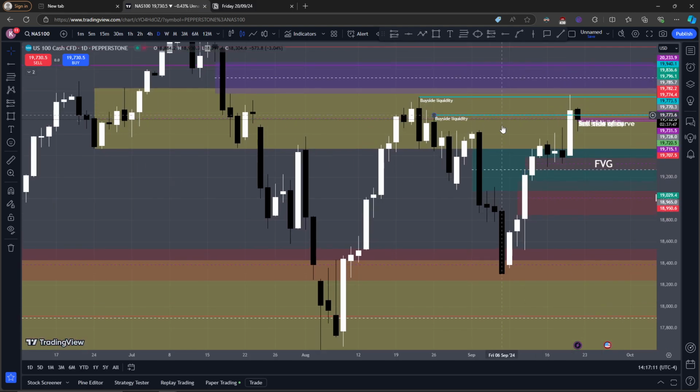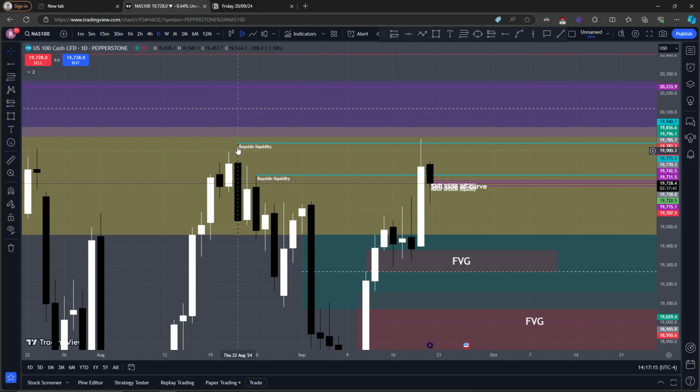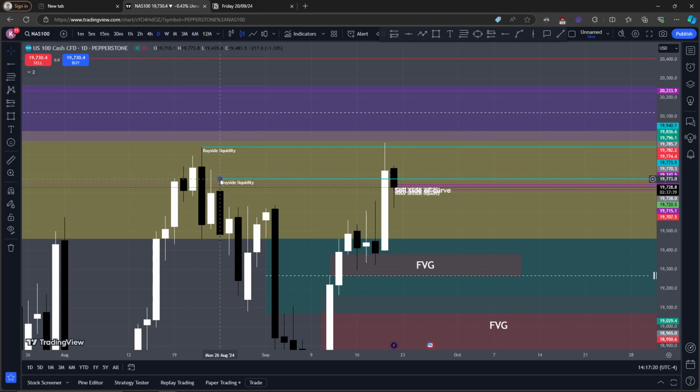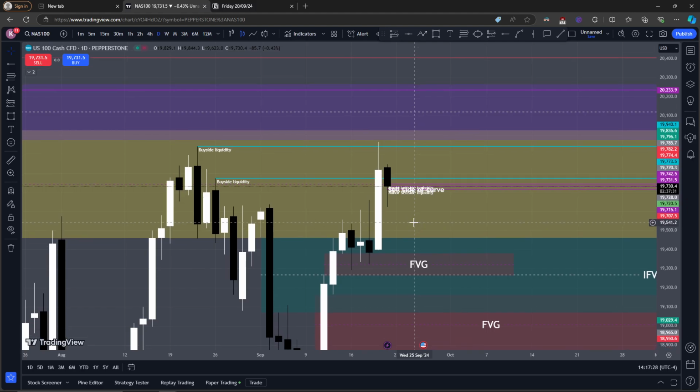So with the premise that we saw yesterday, it took the monthly, the August buy side liquidity, and this buy side liquidity there. They were the two main ones for the week. They were my target. So that was for the daily.